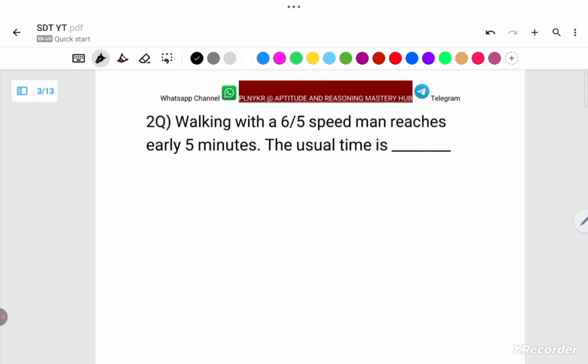Here in this question, if you observe, the distance is constant. In the first case, we don't know the speed. I will take it as s, and the time as t. In the second scenario, the speed was increased to 6 by 5 s. The time was reduced, since he was reaching early, that means t minus 5.